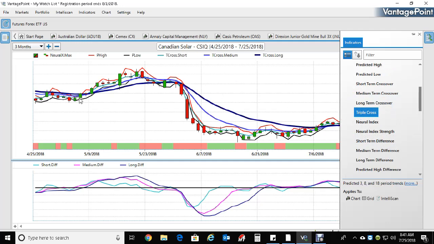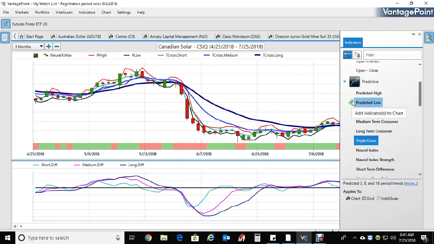You can add the triple cross over your predicted high and predicted low. Or if you have the triple cross, you can add the predicted high and predicted low to the charts. So you have to come over here to your indicators. But yes, you can add them one on top of the other.